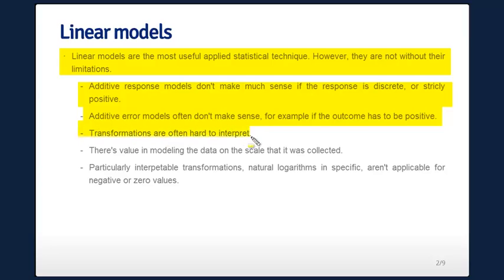You can do things like transformations, but often transformations are hard to interpret. I think there's an actual value to modeling the data on the scale that it was collected, or the scale that's of interest. And then, particularly interpretable transformations, natural log being the most obvious one, isn't applicable to negative or zero values. You can get around that, of course, but then you no longer have natural log. You have natural log of some function of the data.